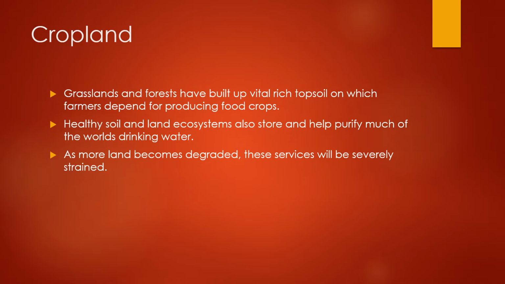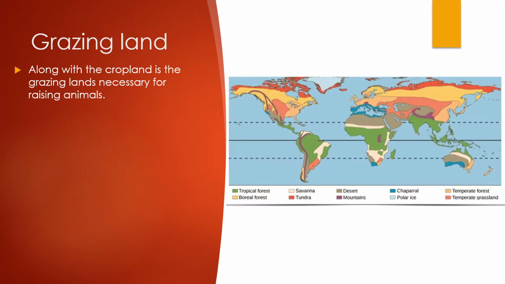Grasslands and forests have built up vital, rich topsoil on which farmers depend for producing food crops. Healthy soil and land ecosystems also store and help purify much of the world's drinking water. As more land becomes degraded, these services will be severely strained. Along with the cropland is the grazing land necessary for raising animals.